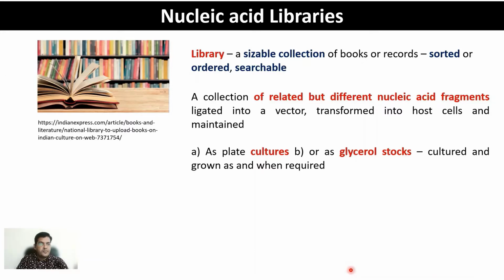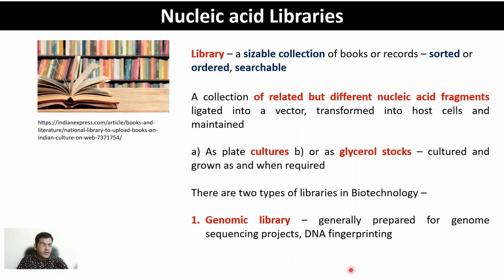Typically, there are two types of libraries in biotechnology. Number one is what is known as the genomic library. This is generally prepared for genome sequencing projects, and sometimes for DNA fingerprinting, and we'll talk more of it as we go along. The other important type of library is the cDNA library, or the complementary DNA library, which is derived from RNA, right? And is utilized for transcriptome analysis.